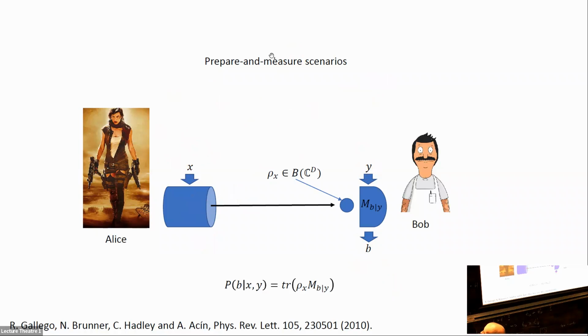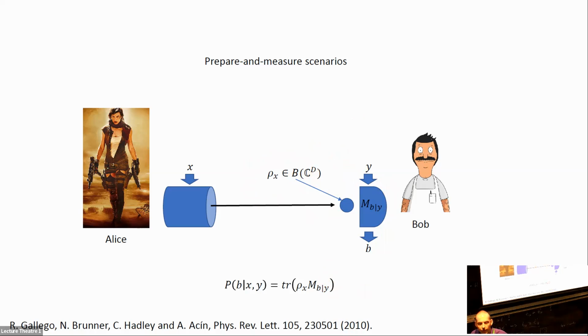Okay. And in order to make this scenario non-trivial, you have to assume that you have a limit in the amount of information that Alice is transmitting to Bob. So you put a cap on the dimensionality. Okay. So she's sending a d-dimensional quantum state to Bob, who's conducting a measurement.